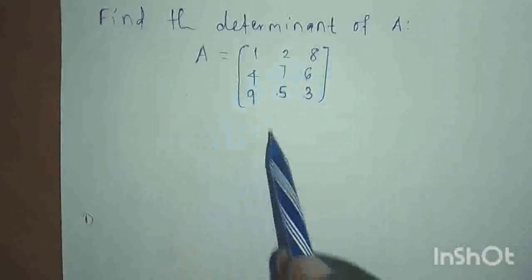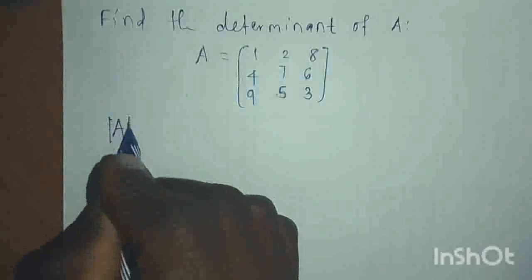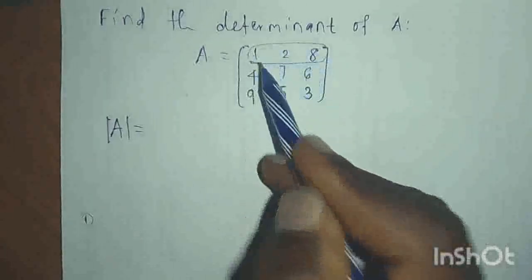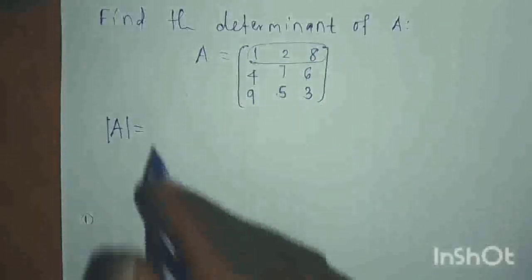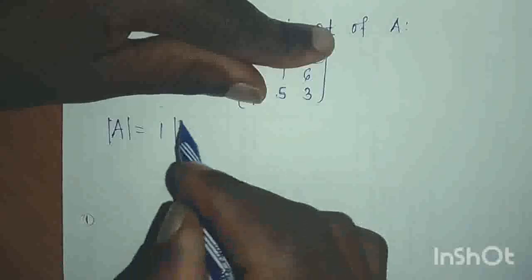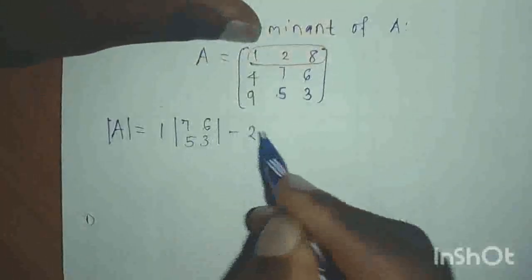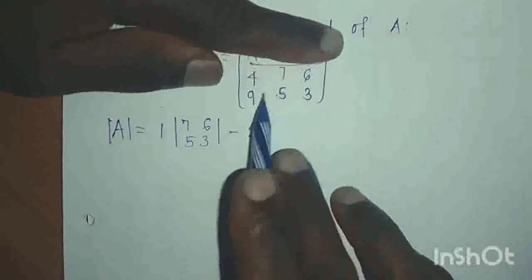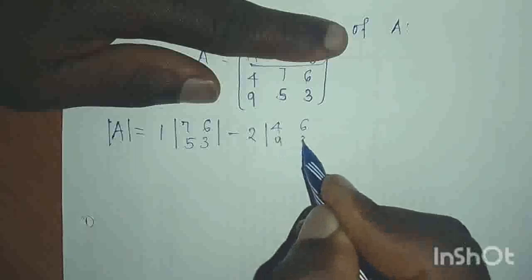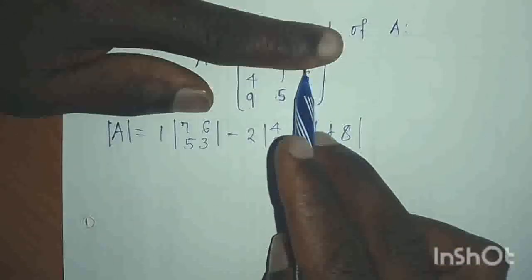Find the determinant of A, where A is given as this one. So our determinant A, I've chosen to use my first row as the row that I would use to find the determinant. So it will be 1, which is positive, that is the determinant of 7, 6. Minus 2 times the determinant of 4, 6, 9, 3. Plus 8 times the determinant of 4, 7, 9, 5.